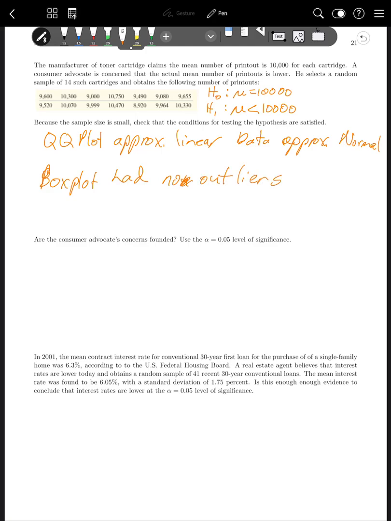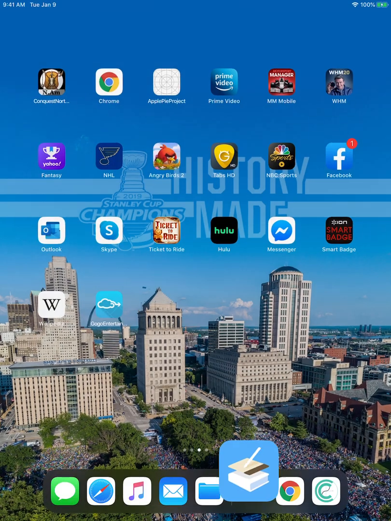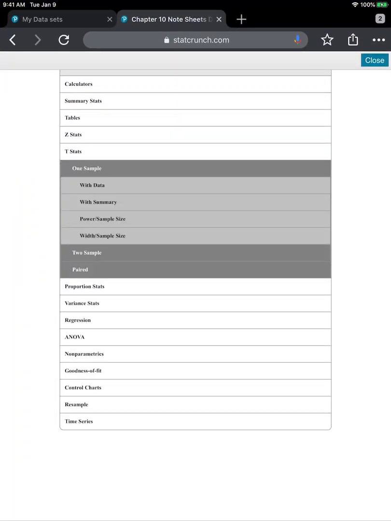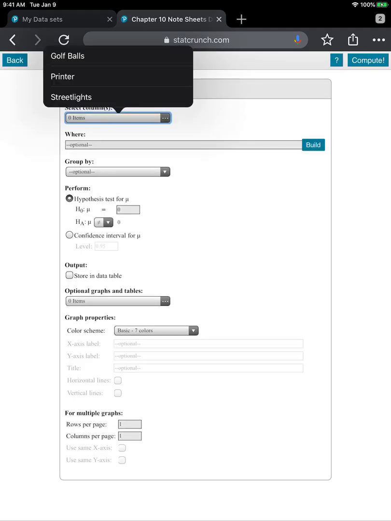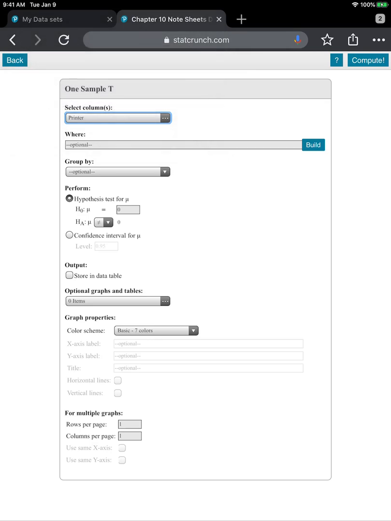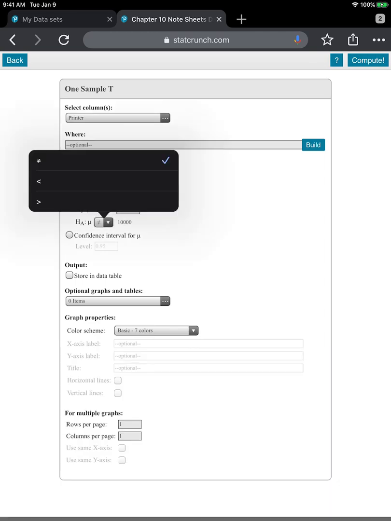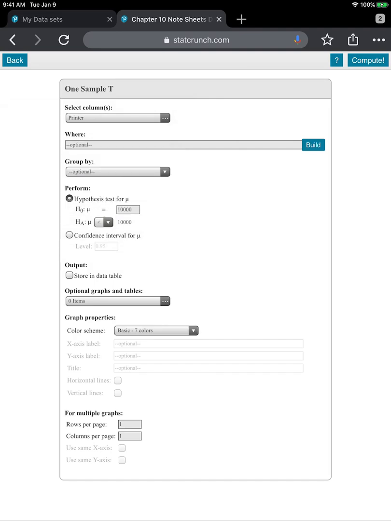Okay, and so now we can do our hypothesis test. In StatCrunch, that looks like this, right? We hit stat. We use T-stats, one sample with data. We choose which column we're working with, which in this case is printer. And then we put in our mu, which is 10,000. And we put in our inequality, which in this case is less than. Okay, and we can hit compute.